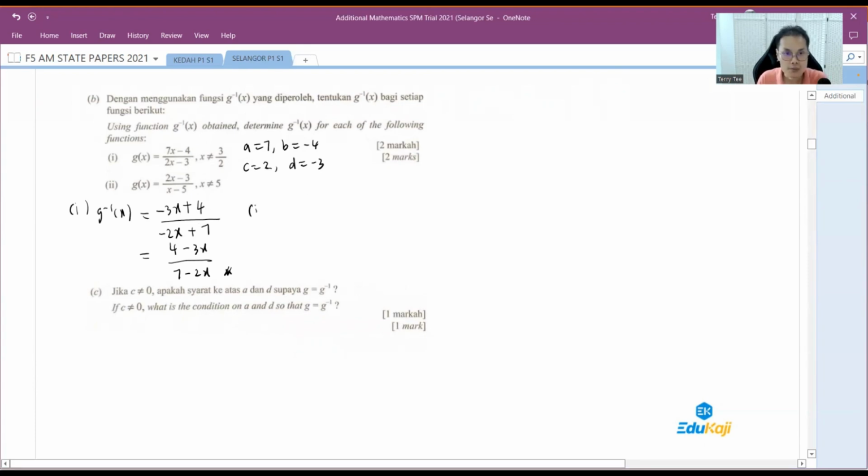Okay, Roman 2. Now, for Roman 2, my A is now 2. My B is now -3. My C is now 1. And my D is now -5. Again, I would need to interchange the position of A and D. So I put D first, -5x. I put A at the back.